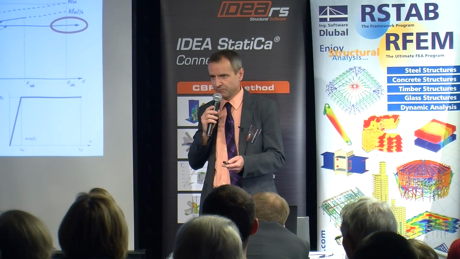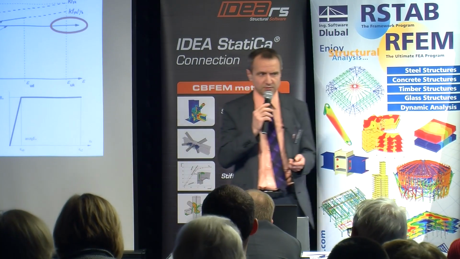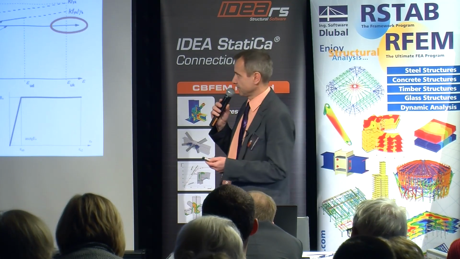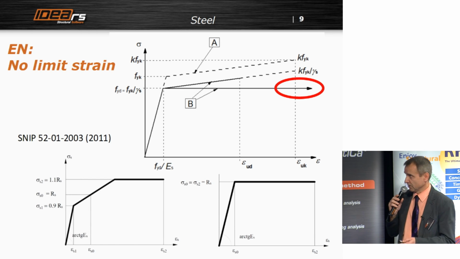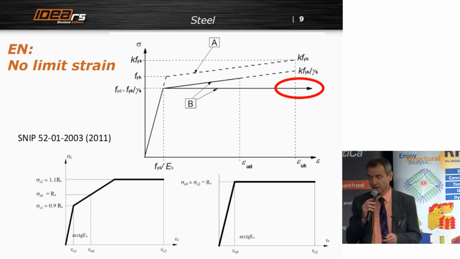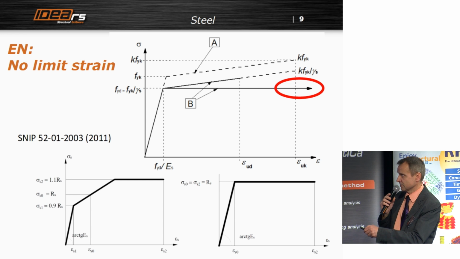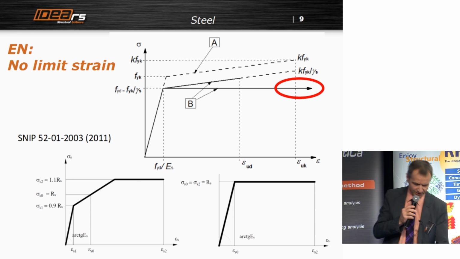Practically, it means that if you have ultimate limit state of the section, you cannot get the reinforcement breakdown. So the ultimate limit state can be reached only by crushing of concrete. Of course, in case that you have inclined branch of this stress-strain relationship, then you have this limit strain.